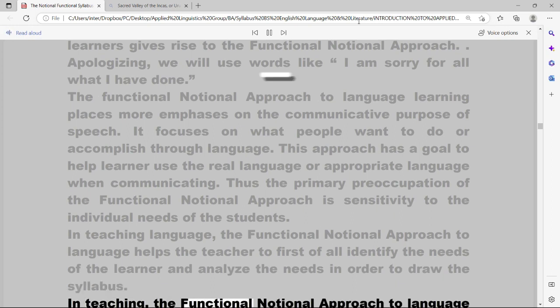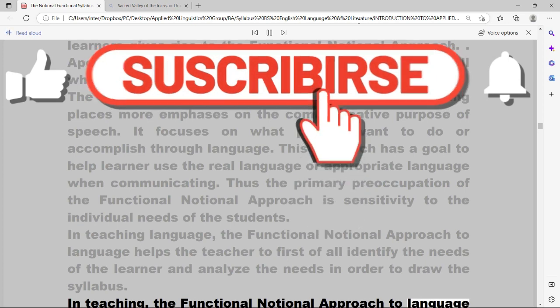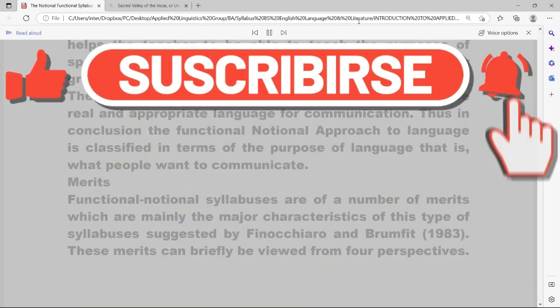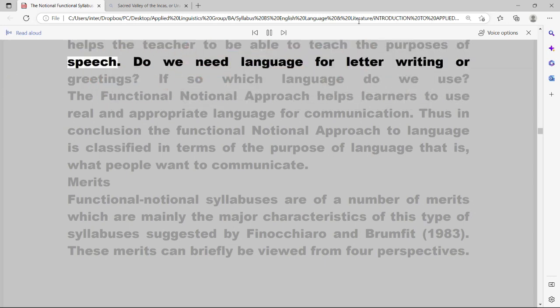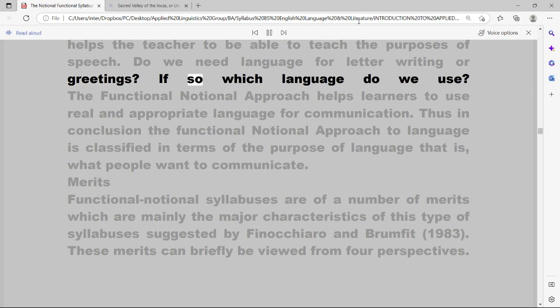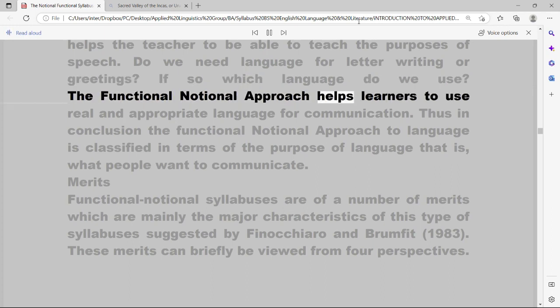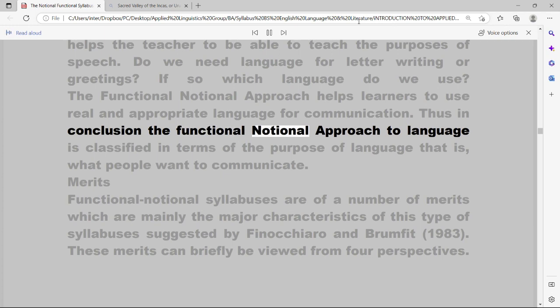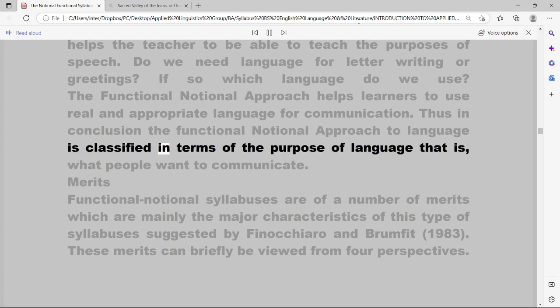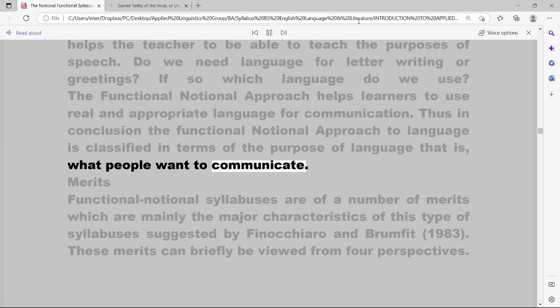In teaching, the functional notional approach to language helps the teacher to be able to teach the purposes of speech. Do we need language for letter writing or greetings? If so, which language do we use? The functional notional approach helps learners to use real and appropriate language for communication. Thus, in conclusion, the functional notional approach to language is classified in terms of the purpose of language, that is, what people want to communicate.